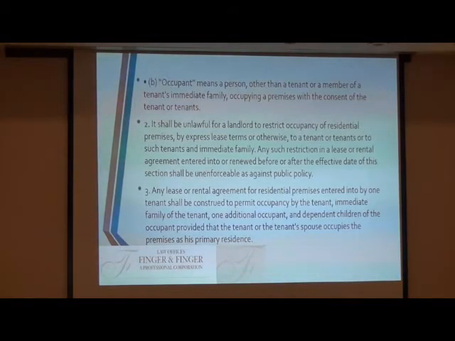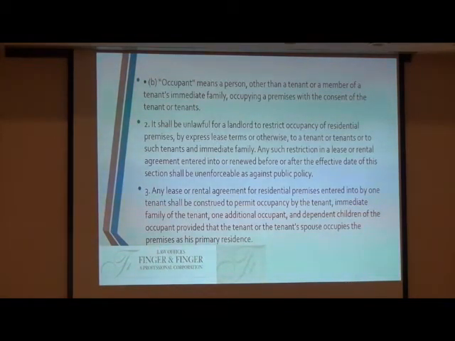Okay, the statute defines occupant, which is somebody other than a tenant. What's interesting is other than a tenant or a member of tenant's immediate family. And here's where you get to number two, where you get to the meat of it. It shall be unlawful for a landlord to restrict occupancy of a residential premises by express lease terms or otherwise to a tenant or tenants, or to such tenants and immediate family. Any such restriction in a lease or rental agreement entered into or renewed before or after the effective date of the section shall be unenforceable.